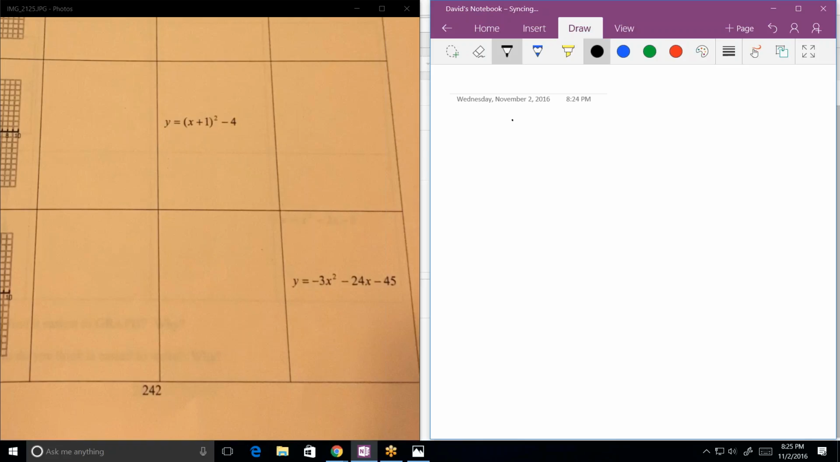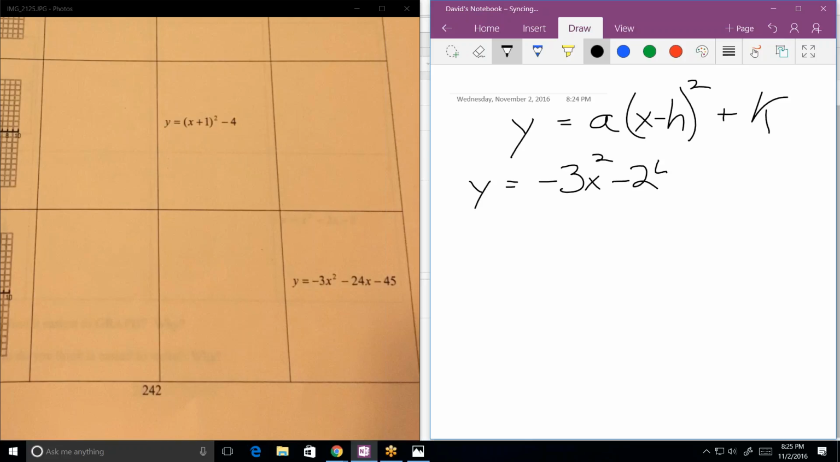Okay. So, vertex form first. Here's the standard. It's always good to have this in front of you because this is what you're trying to make it look like. Right now, it looks like this. And you know the way to put it in vertex form is to complete the square. So let's set that minus 45 off over there. Okay. Now what? And then we would take half of 24.